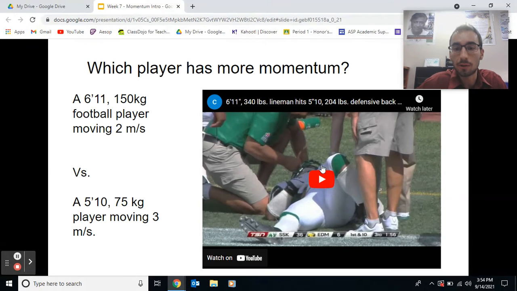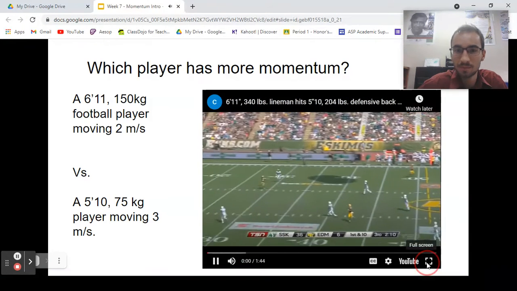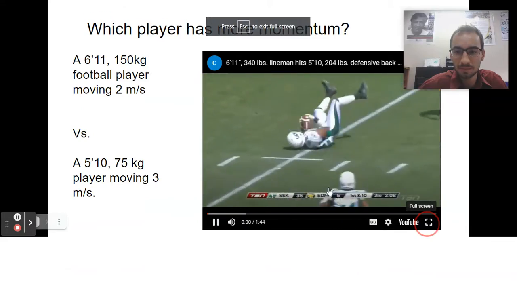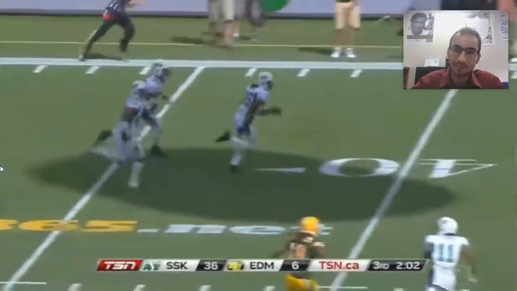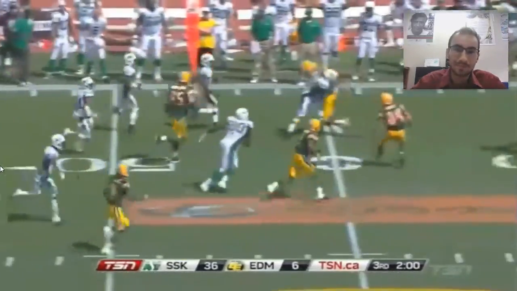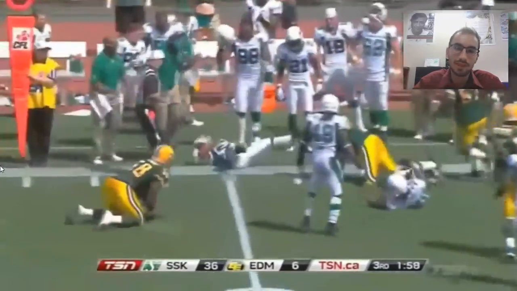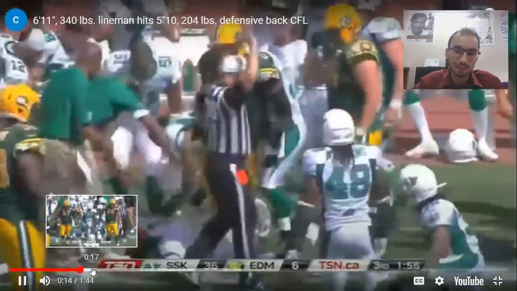Next, I have a football clip for you. Interception, here we go. Oh, skirt. But dang, he got trucked.